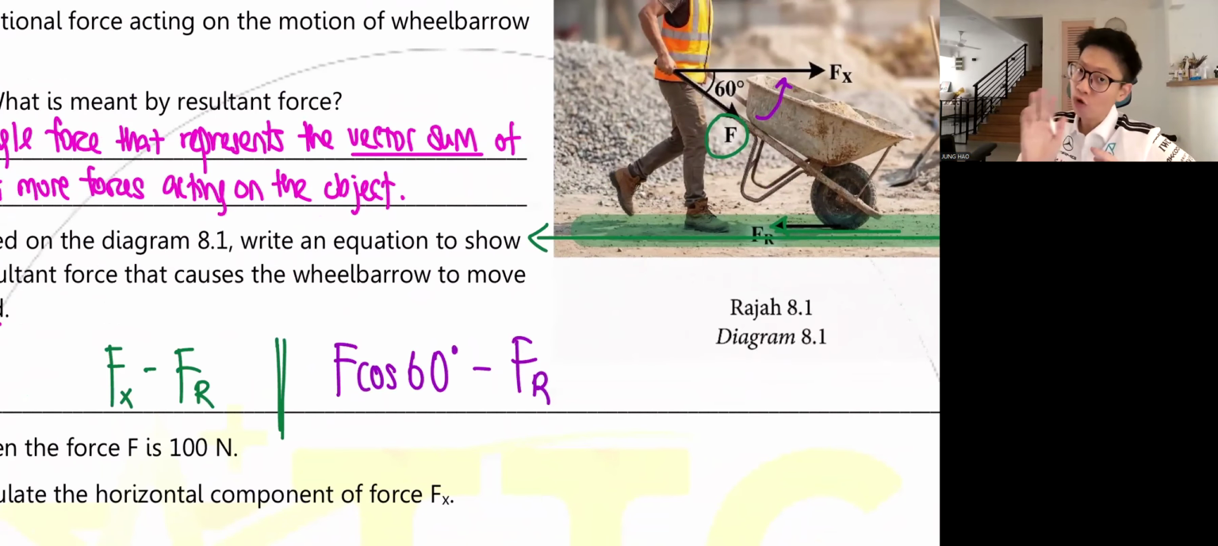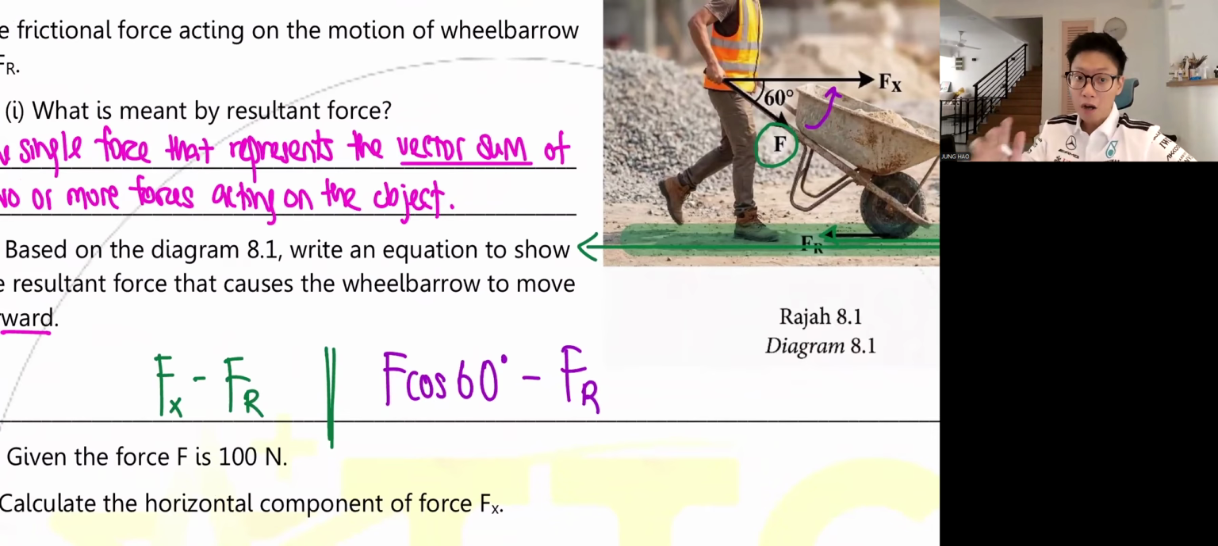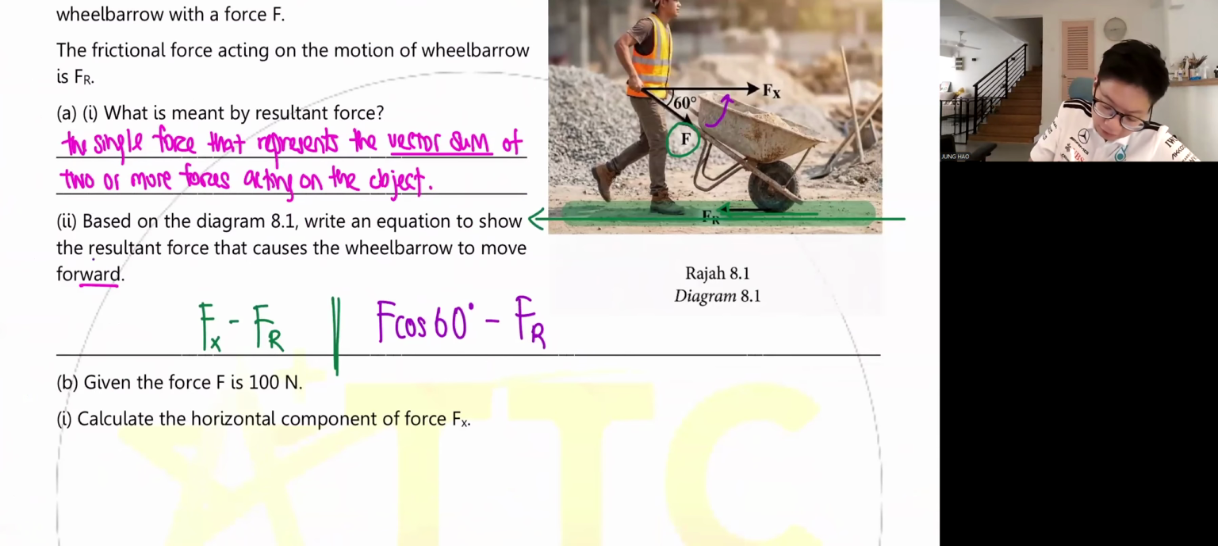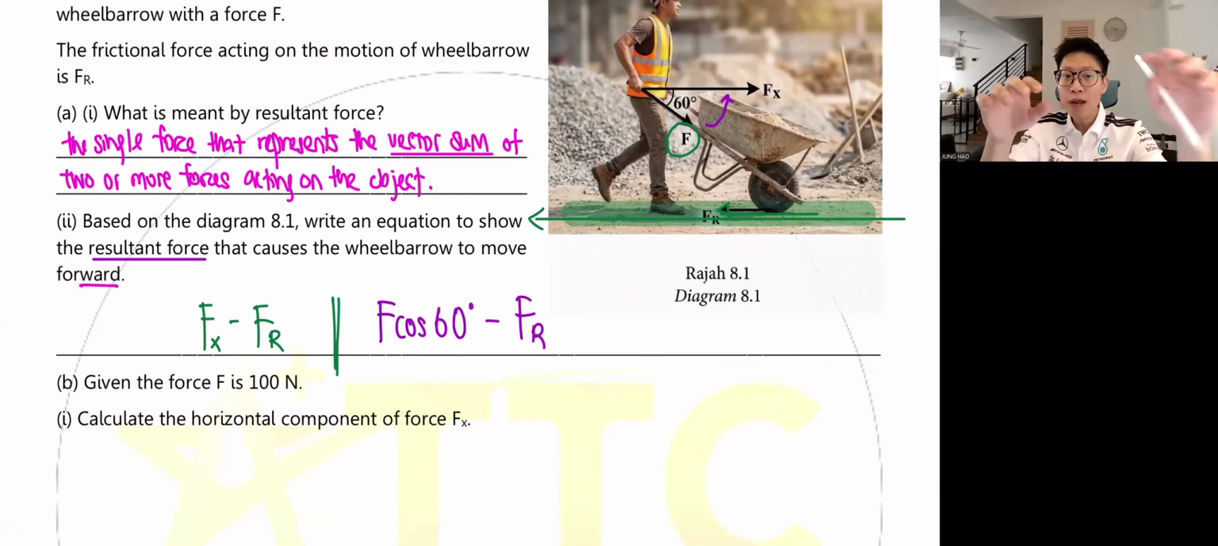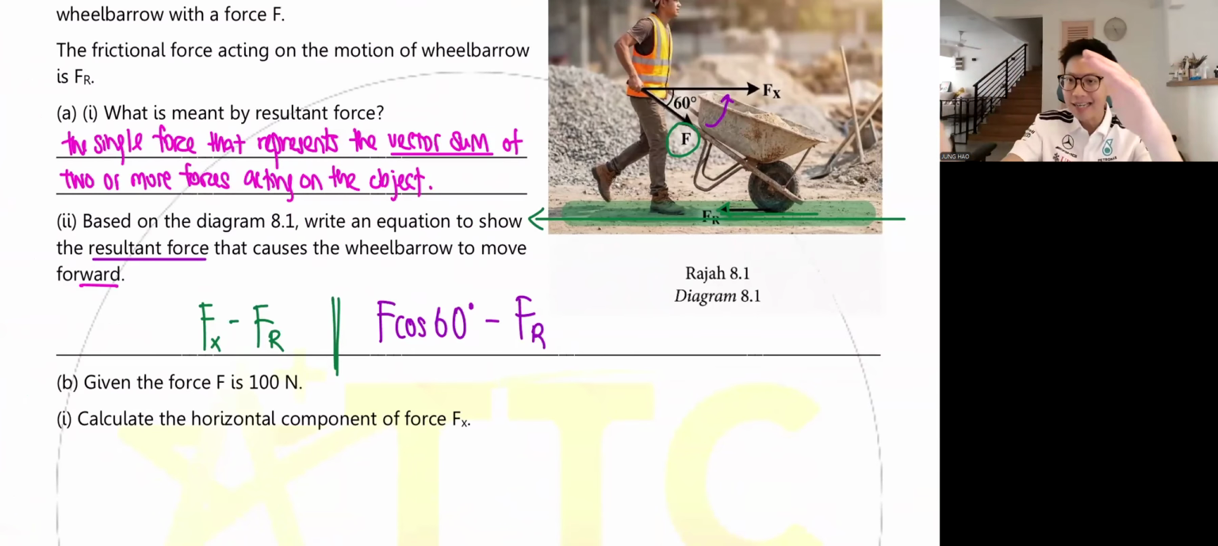Fx more than Fr? No, cannot. Because you want to find the resultant force, usually you have to find a value. So you have to calculate it out. Unless you write bigger, you are not really calculating the resultant force. You're only writing the relationship. So therefore it is a minus. That's it. Hazim, your question, cannot write more than.